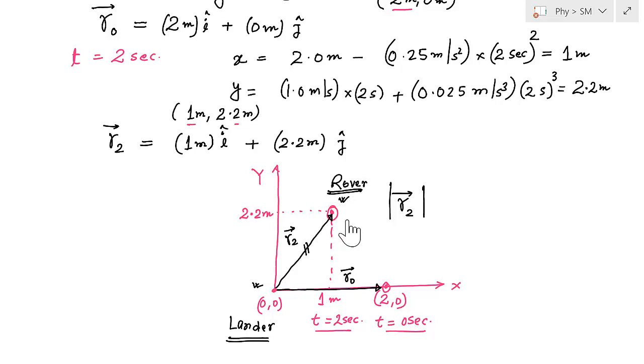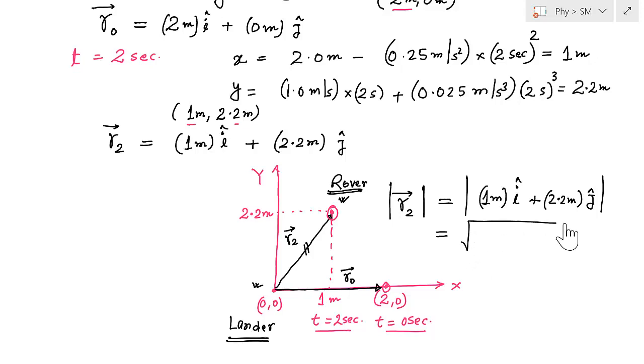If I take the magnitude of the position vector, that will give me the distance of the rover from the lander. So I have to take the magnitude of r2, which is nothing but 1 meter i cap plus 2.2 meter j cap. So I have to take the magnitude of this. So this will be the square root of 1 meter squared plus 2.2 meter squared. If you calculate, this will come to 2.4 meter. So at t equals 2 seconds, the rover is at a distance of 2.4 meter from the lander.